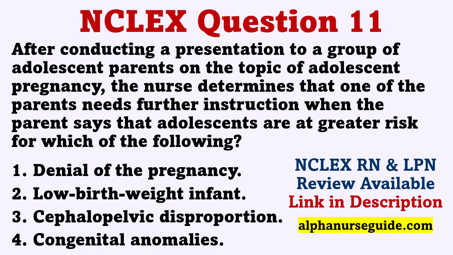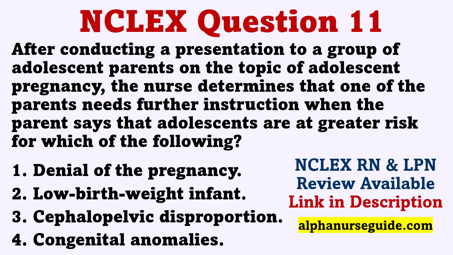After conducting a presentation to a group of adolescent parents on the topic of adolescent pregnancy, the nurse determines that one of the parents needs further instruction when the parent says that adolescents are at greater risk for which of the following? 1. Denial of the pregnancy. 2. Low birth weight infant. 3. Cephalopelvic disproportion. 4. Congenital anomalies.